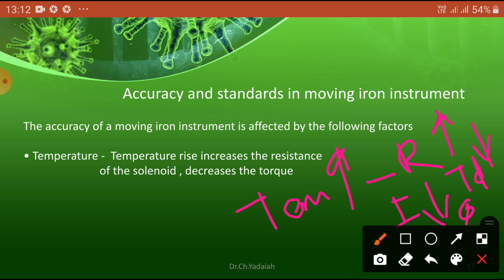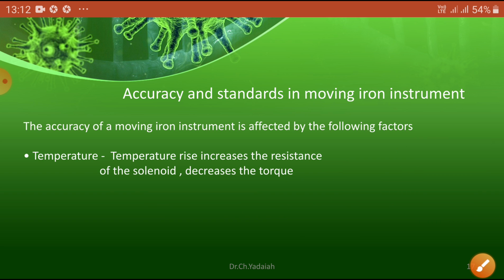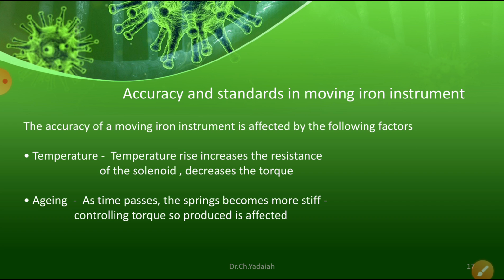Next, not only the temperature, aging is also one factor for errors in moving coil instruments. So what is that? As time passes, the springs become more stiff, the brittleness increases, the stiffness increases. If stiffness increases, the controlling torque also increases, thereby the deflecting torque is opposed by more controlling torque, and the reading may be wrong. Hence what to do? We have to replace the springs frequently. That's why we are using phosphor bronze hair springs as the material. After a long period we have to change it.